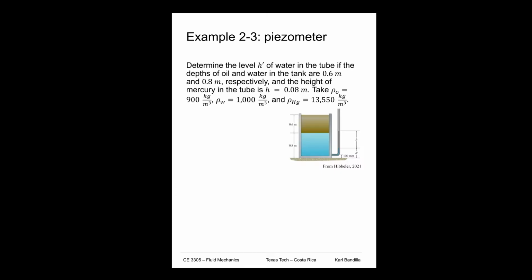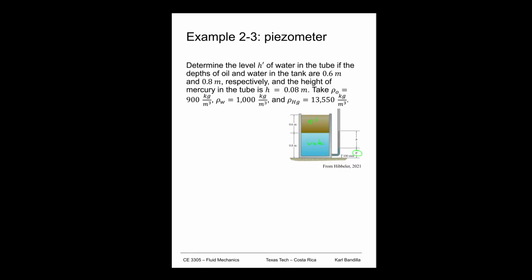This is example 2-3. We're going to look at a piezometer. Right, so we have a tank over here where we have oil on the top and water at the bottom. Based on that, we want to find out what the height of the mercury is in the tube. We want to know what the height of the water is down here. We're looking for H prime.